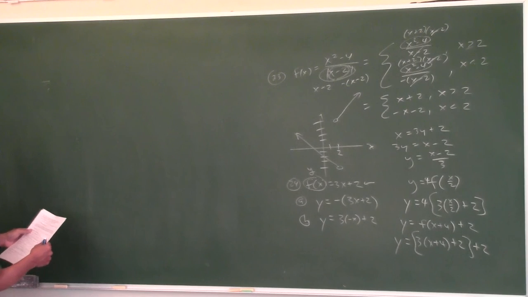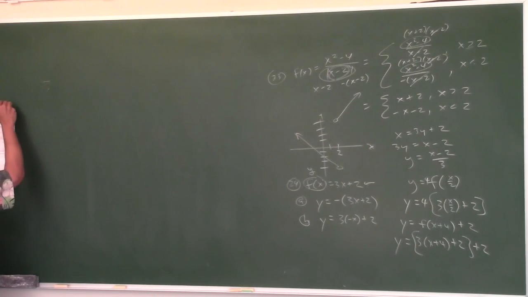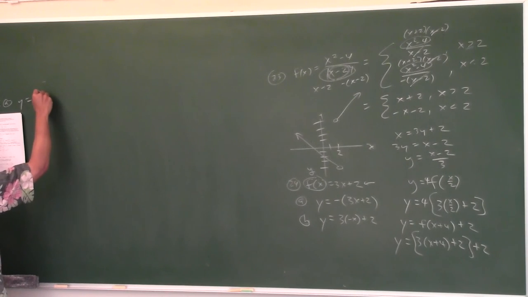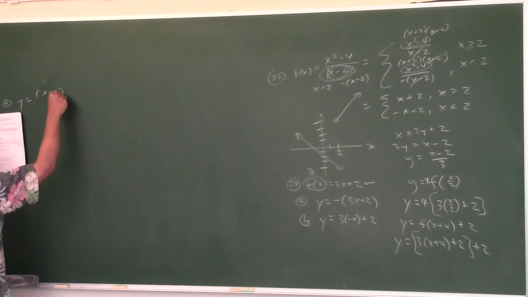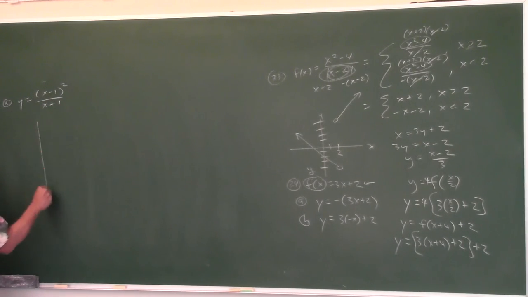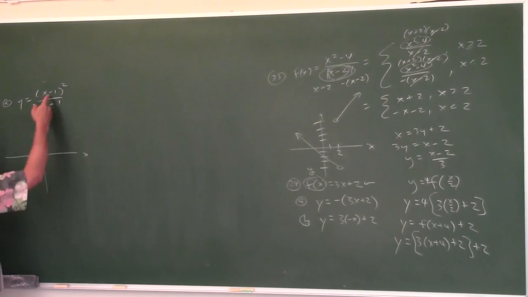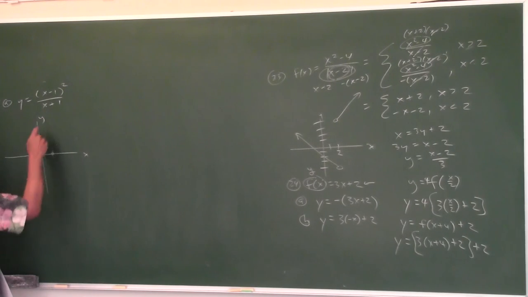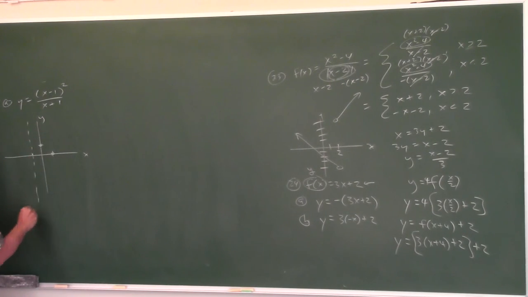Okay, we got a whole bunch of graphs here. Okay, y equals this. I'm going to factor this already. When you graph rational functions, go through the 4 steps I taught you. X-intercept. Look at the top. When is the top 0? Y-intercept. Plug in 0 for x. Vertical asymptote. What makes the denominator 0?